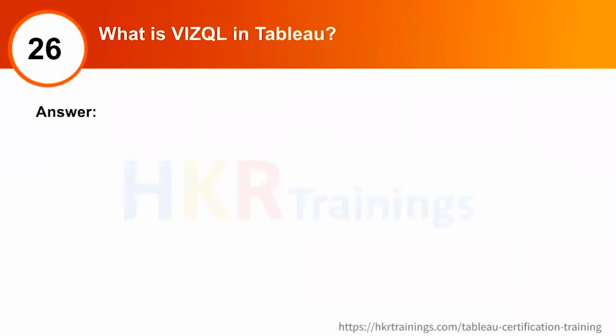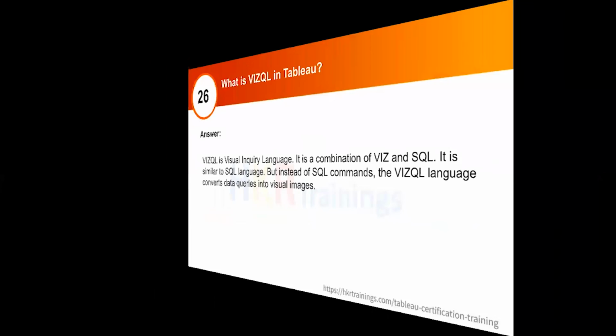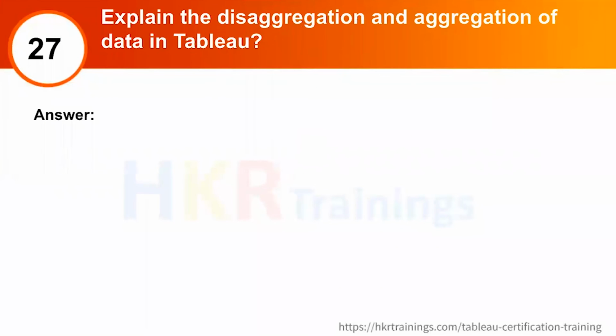What is VizQL in Tableau? VizQL is a visual query language. It is a combination of Viz plus SQL. It is similar to SQL, but instead of SQL commands, the VizQL language converts data queries into visual images. Whatever maps you are seeing, whenever we are creating a line chart, a bar graph, or anything, Tableau also does some computation in the background. That background is nothing but this. With the help of the VizQL server, it converts the data into graphs. It's one of the most important parts of Tableau Server.